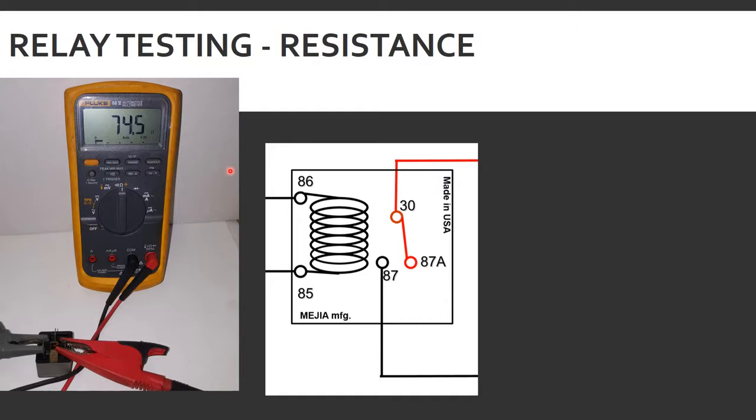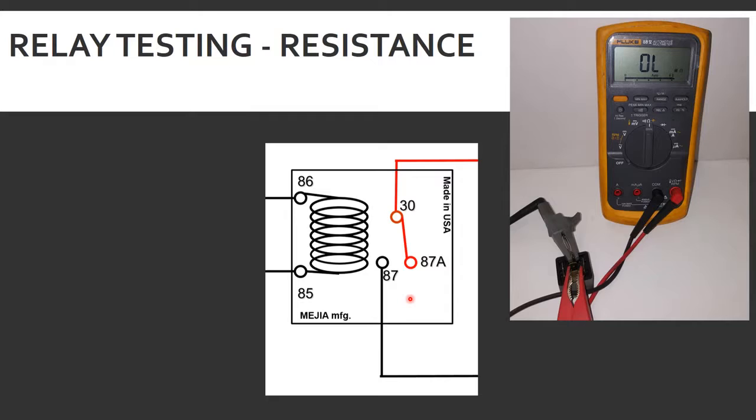The next part of the test is to test the normally open side of the switch. So we're going to place our meter between terminals 30 and 87, and our meter should read OL, meaning that there's no contact between these two terminals.